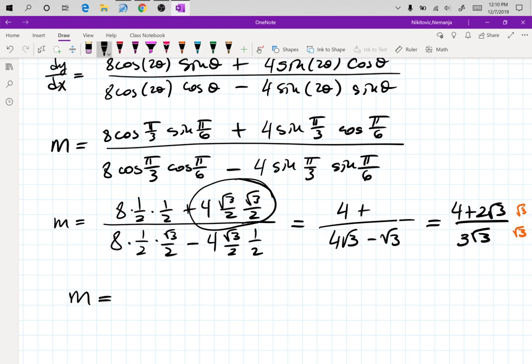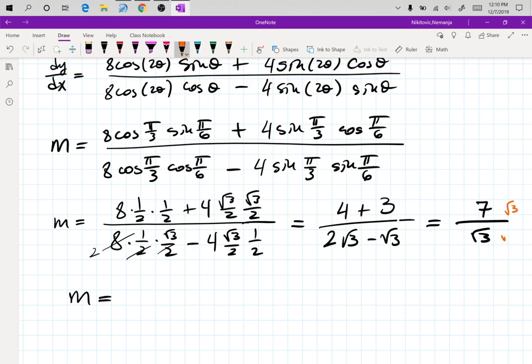Root 3 times root 3 is root 9, which is 3. So it's just a 3. So this is just a 7 here, right? On the denominator, 8 cancels with these 2. You get a 2. So yeah, 2 root 3 minus root 3. So 2 root 3 minus root 3 is just root 3. And now we rationalize. Okay, much better.